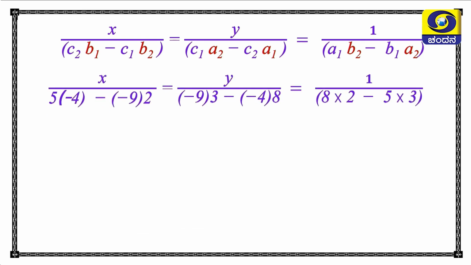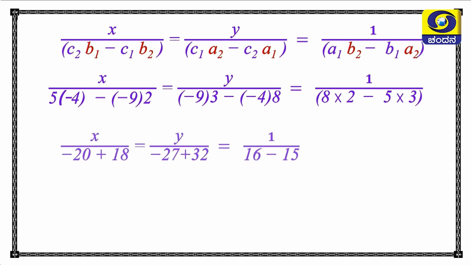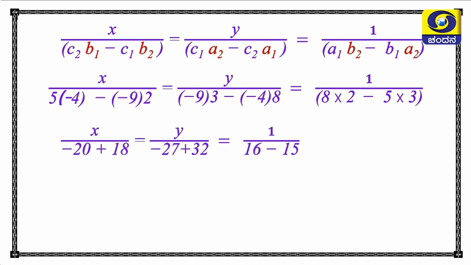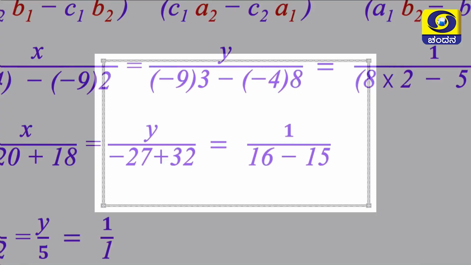So on simplification, we will get x over 5 into minus 4 minus minus 9 into 2 is equal to y over minus 9 into 3 minus of minus 4 into 8, that is equal to 1 over 8 into 2 minus 5 into 3, that is x over minus 20 plus 18, y over minus 27 plus 32, 1 over 16 minus 15, that is x over minus 2 is equal to y over 5 is equal to 1. 1 over 1 is nothing but 1.